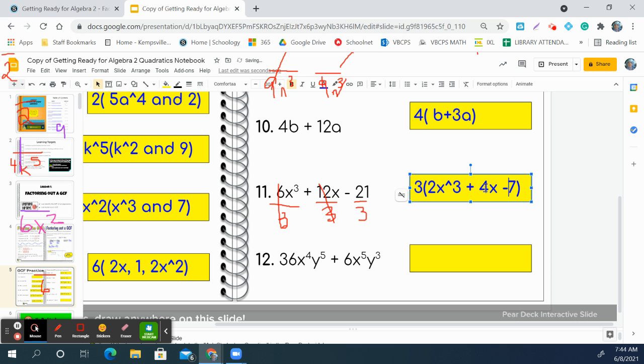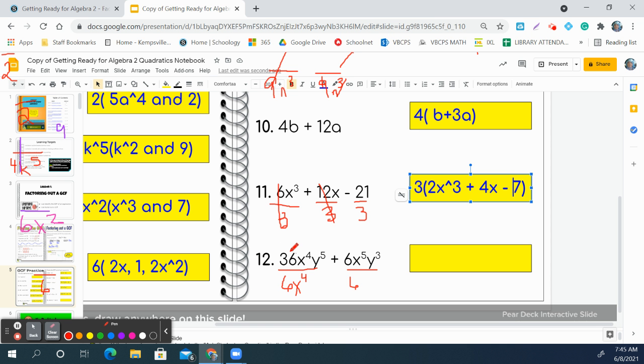Sometimes it helps if you give your numbers a little space to breathe too. What about this last one? This looks like crazy town. So greatest common factor is absolutely 6. What do I do with the x's? What's the smaller exponent for the x's? The smallest is 3.